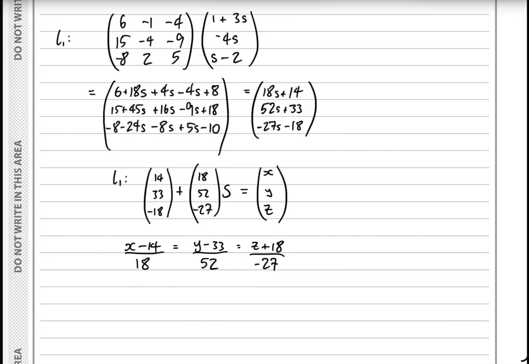If you read off each component here, you've got 14 plus 18s equals x, and you just rearrange that to make s equals x minus 14 over 18, and then you do that for each of the three components and you get s equals in each case. Because they all equal s, they all have to equal one another, which is why the numerator is the negative version of the 14, 33, minus 18, but the denominator is the positive version of the direction vector.